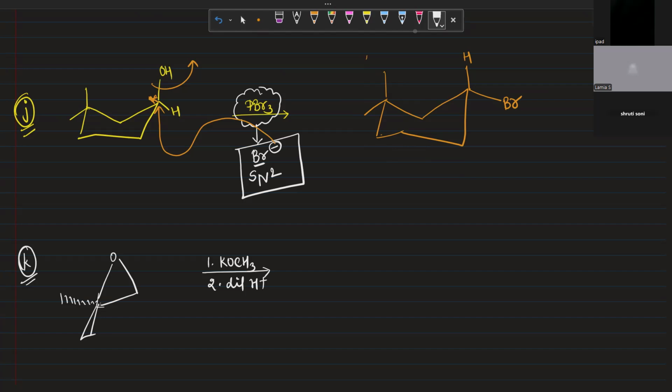So if the reaction proceeds through the acidic medium, then the nucleophile attacks at which position? Okay, wait, I have notes on this. In acidic medium, it will be on the more substituted side, and for anything else, it would be on the less substituted side. Great. Now solve this one, the K part.